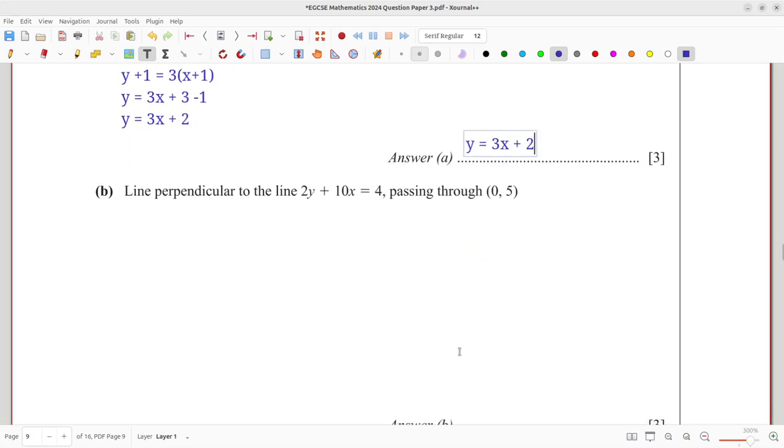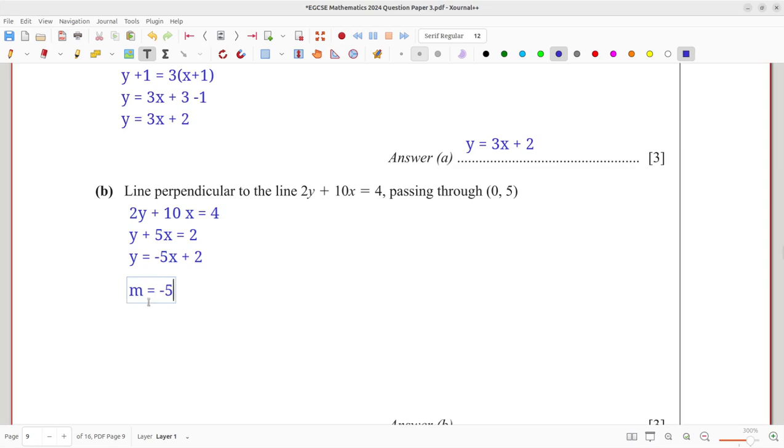Next equation, line perpendicular to this one. First of all, you need to write the equation in the form. Write this equation, 2y plus 10x equals to 4. Write this in the form y is equals to mx plus c so that you can extract the gradient. Then you just divide by 2 throughout. You are going to get that y plus 5x is equals to 2. Then taking 5x to the other side, this is y is equals to negative 5x plus 2. Then extracting the gradient is negative 5. Negative 5 is the gradient of this line.